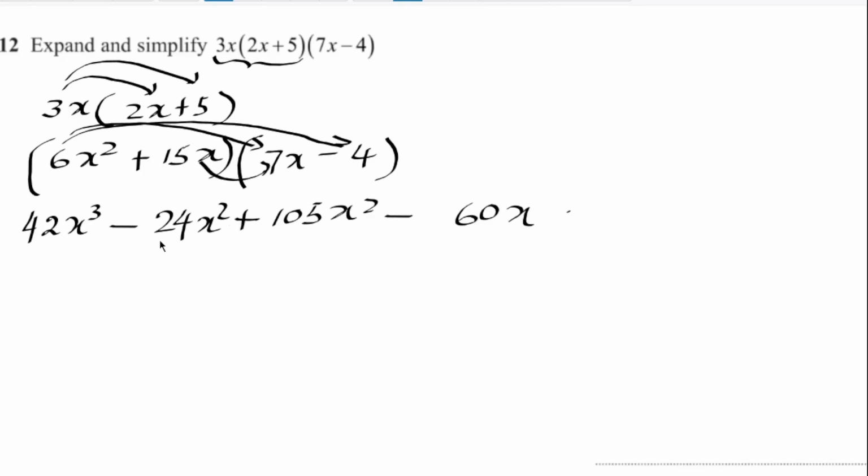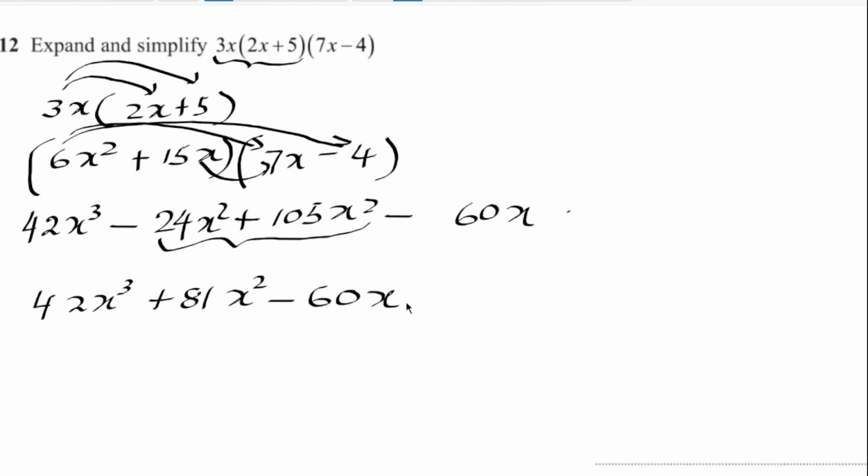Yes, we do. Here, these two we have to simplify together. So 42x cubed minus 24x squared plus 105x squared becomes positive 81x squared. You can use the calculator as well to check it. Minus 60x. This is the answer for this one.